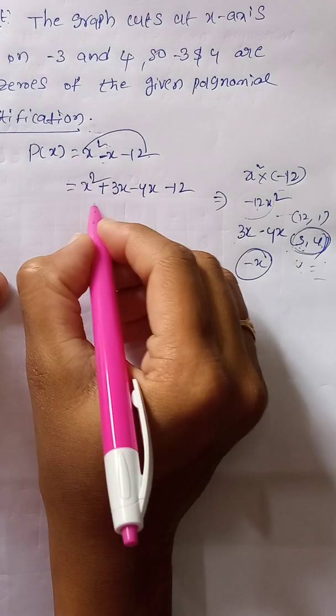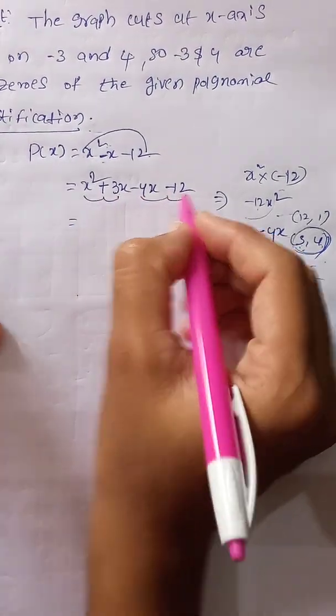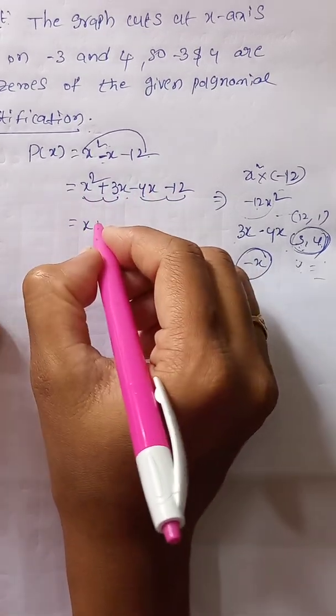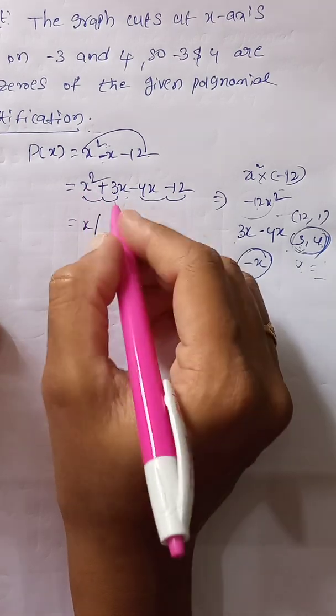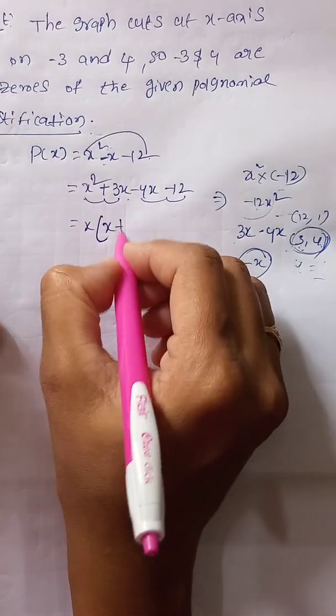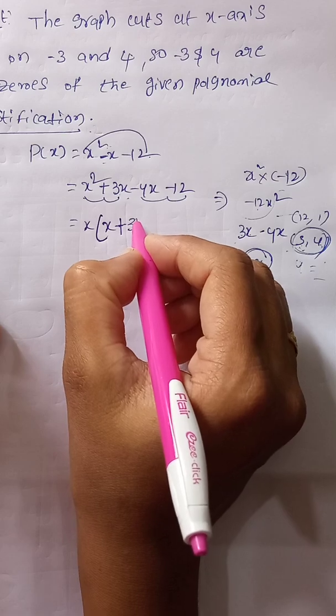Now see, consider these two terms and consider these two terms. In these two terms, x square plus 3x, x is common. So I am taking x as common, x into x, 1x I took common, so we are still left with x. Between we have the plus symbol, put plus. Here, already I took x as common, we are left with plus 3.